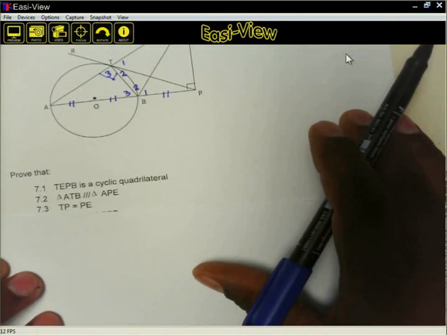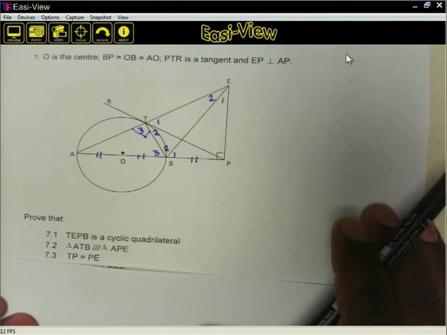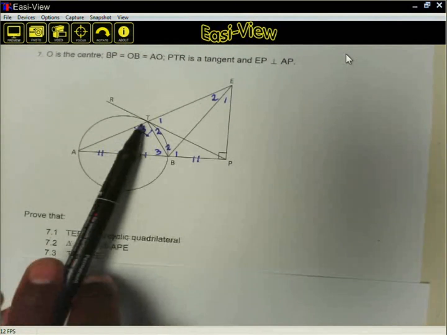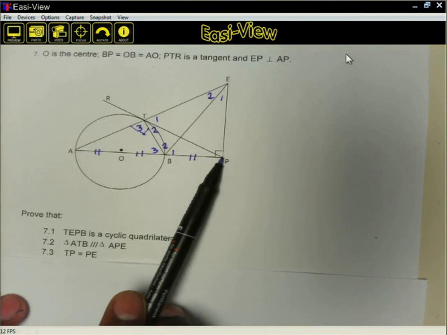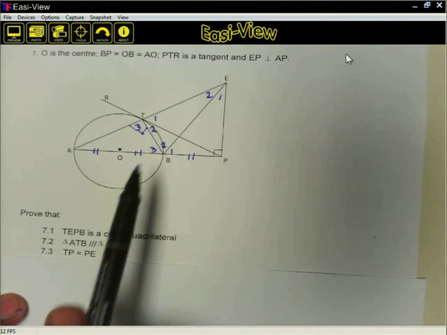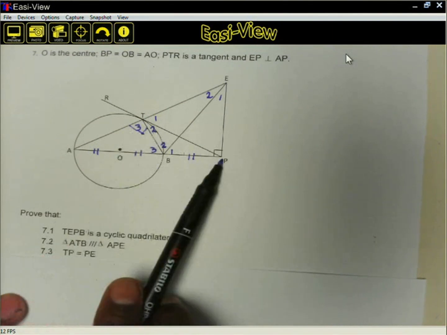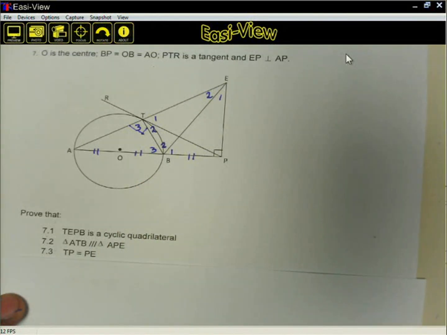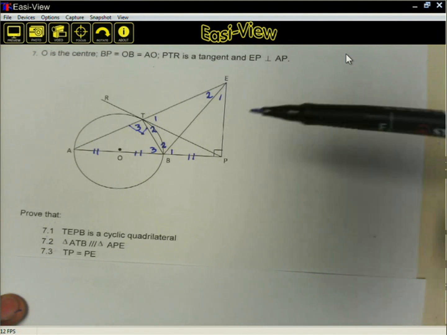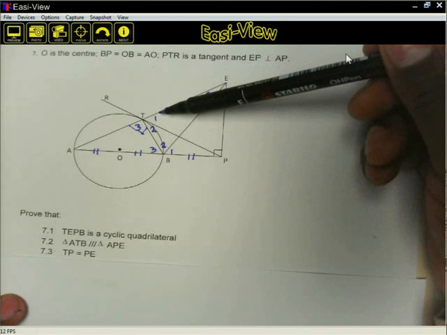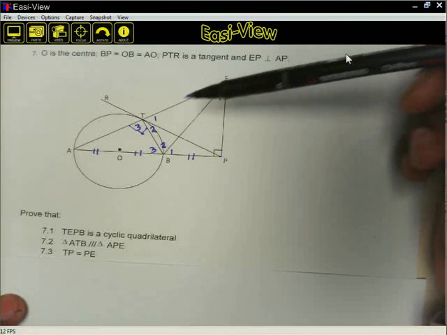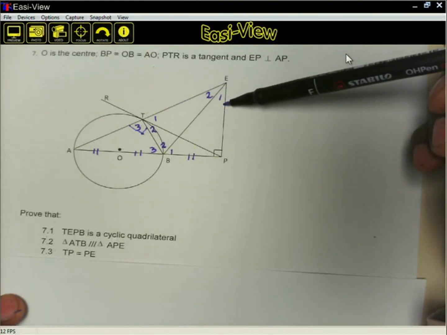7.3 should look at the whole diagram. Prove that TP is equal to PE. The question is, when will TP be equal to PE? The answer is if angle T1 can be equal to angle E. That's the way to go. We've got our target at the moment. We need to prove that angle T1, look at where T1 is, TP, PE. T1 must be equal to E, the whole of angle E.